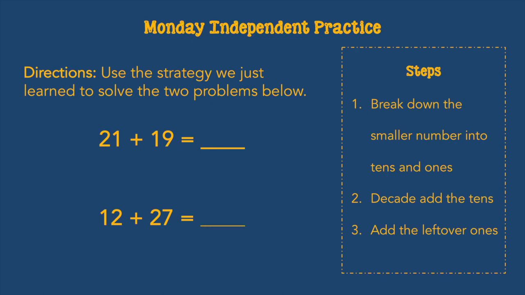Hey guys, here are your 2 problems for the day. Directions. Use the strategy we just learned to solve the 2 problems below. 21 plus 19 equals blank. 12 plus 27 equals blank. The steps are right on the side, just in case you forget. Step 1, break down the smaller number into tens and ones. 2, decade add on the tens. And 3, add the leftover ones. Good luck! Don't forget to show your teachers.